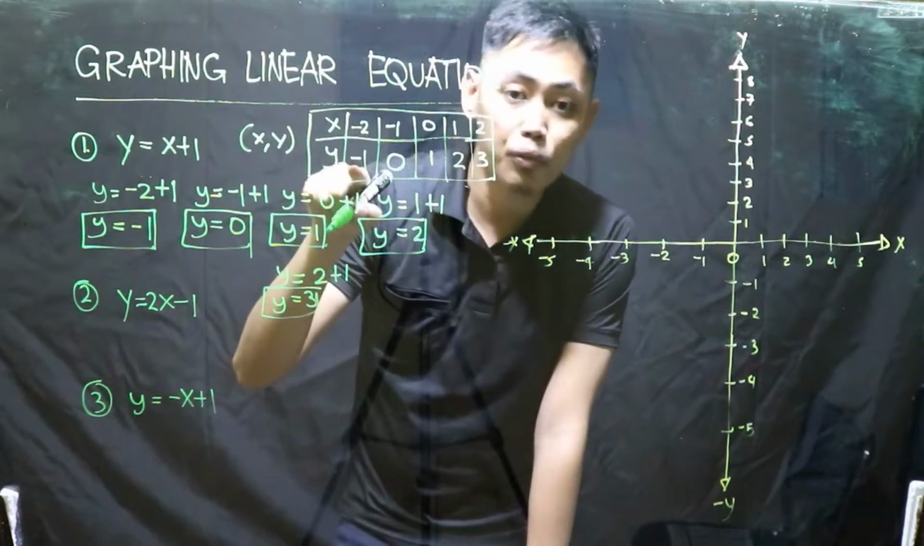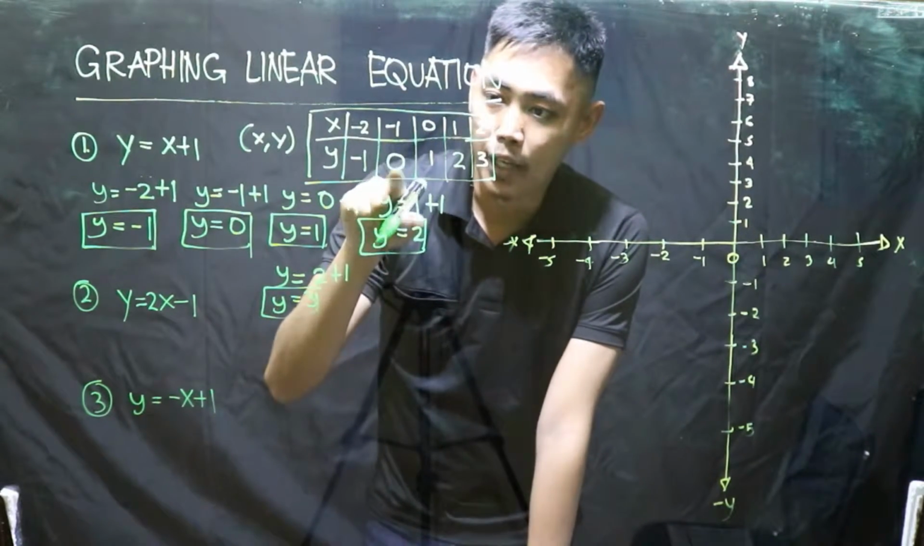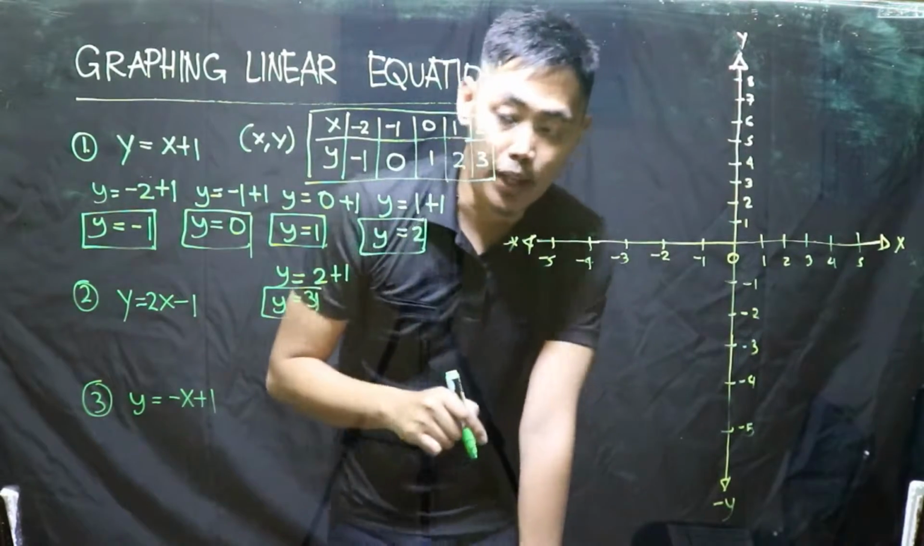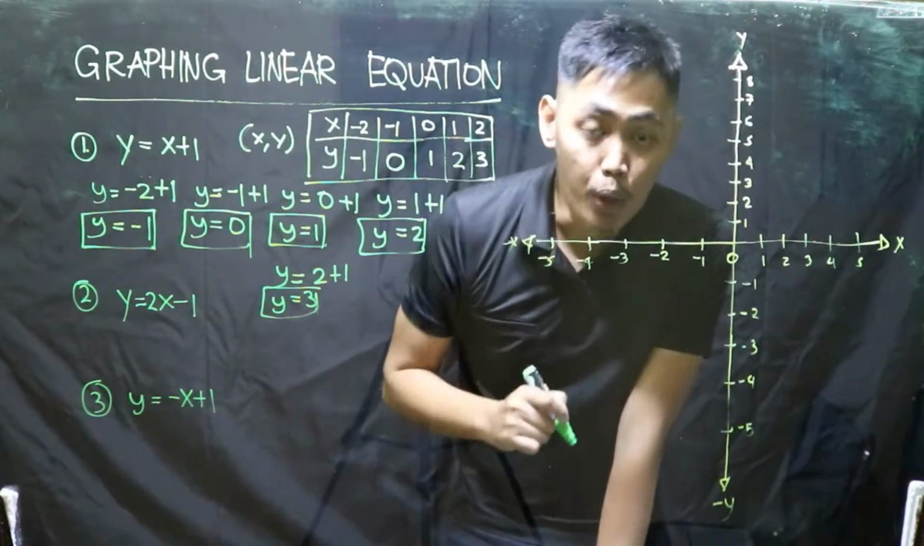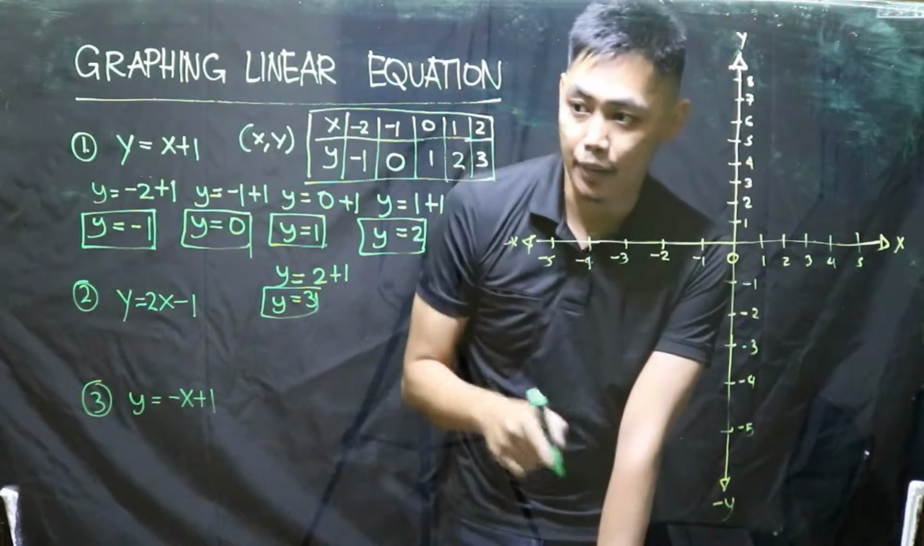So now we have these sets of ordered pairs. So negative 2 and negative 1 is an ordered pair. Negative 1 and 0 is an ordered pair. 0 and 1 is an ordered pair, and so on. Okay. A particular ordered pair creates a point in our Cartesian coordinate system. So this is our graph.